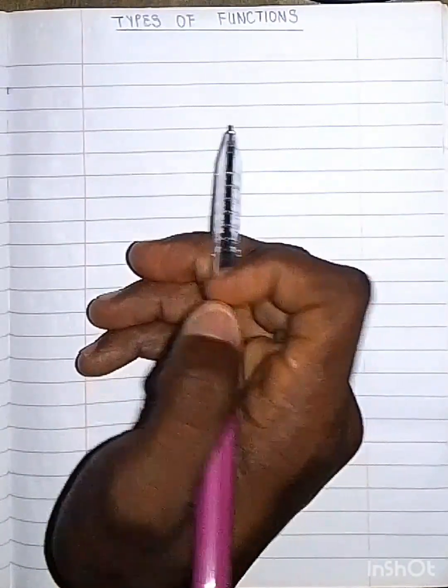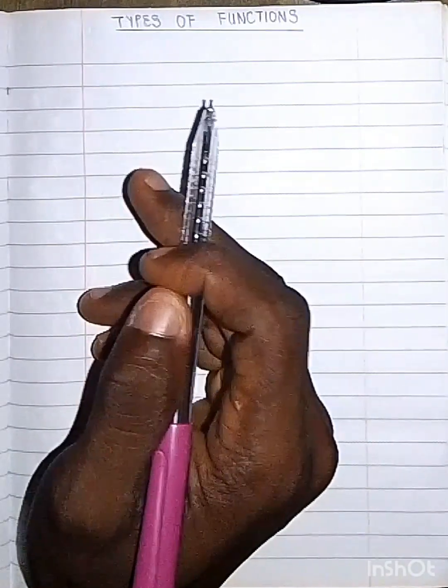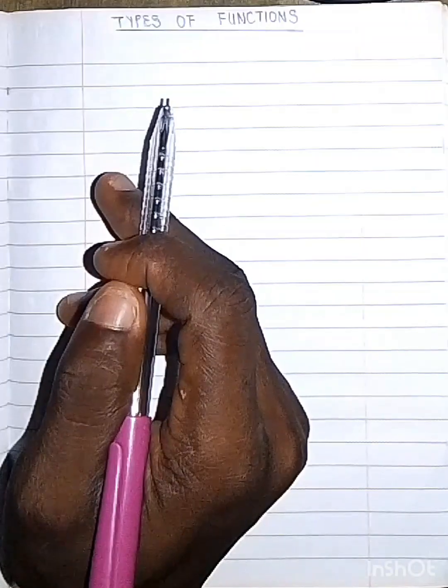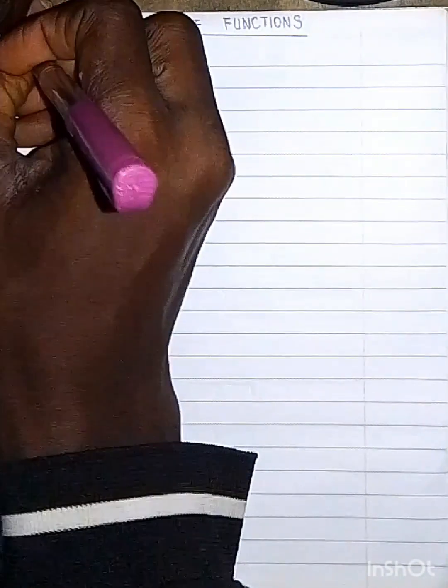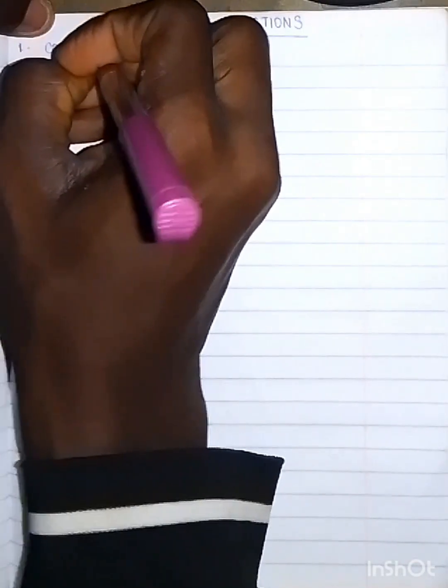In this video I'm going to be explaining the types of functions, and I'm going to describe them or give a clearer definition of these functions using a graph. Now number one, we have what we call the constant function.